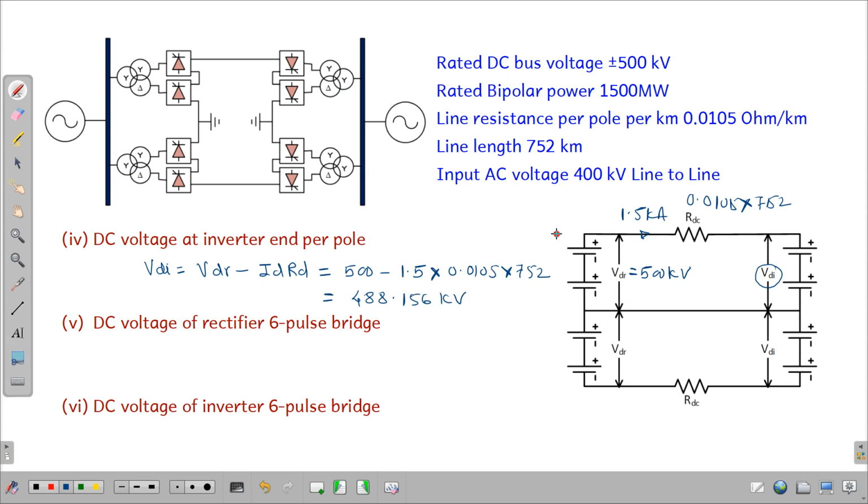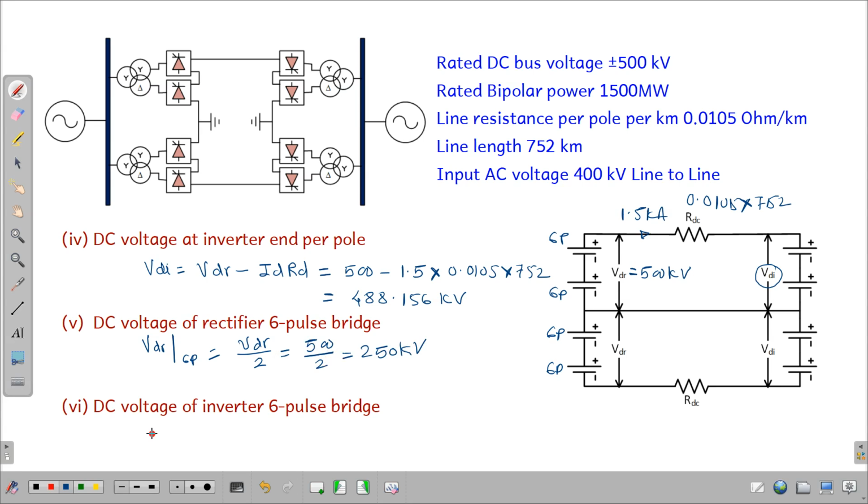Now we have to calculate the DC voltage of a rectifier 6 pulse bridge. We know that this is the output of a 6 pulse bridge, and two 6 pulse bridges are connected in cascade to form a 12 pulse bridge. So what is the output of the 6 pulse bridge? The voltage of the rectifier end for a 6 pulse is the total voltage of the rectifier divided by 2. So it is 500 divided by 2, which comes to 250 kV.